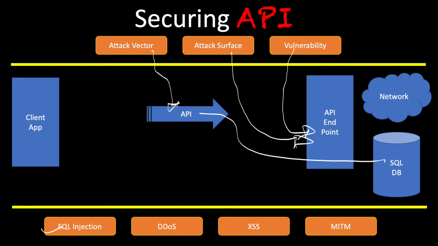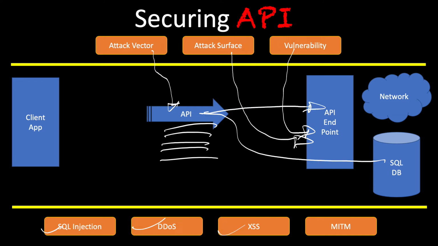Another is DDoS, where we can have multiple API connections with multiple API requests to try to bring that API endpoint down. Then we have cross-site scripting, which is inserting scripts into our endpoint. And also man in the middle, where we want to know that the endpoint and the client app are trusting each other, and that there isn't some kind of malicious act happening in the middle. Those are some of the threats we covered.